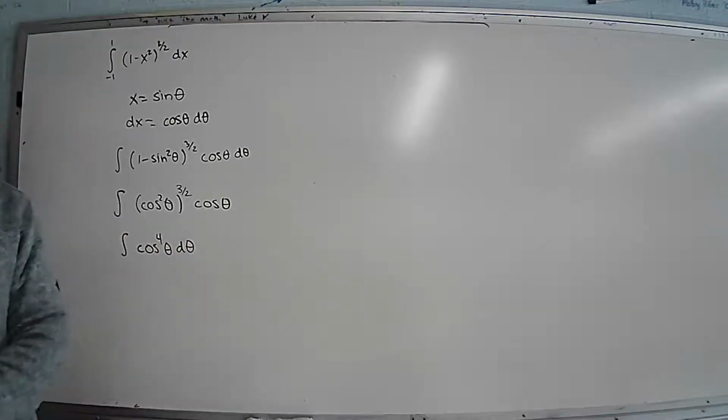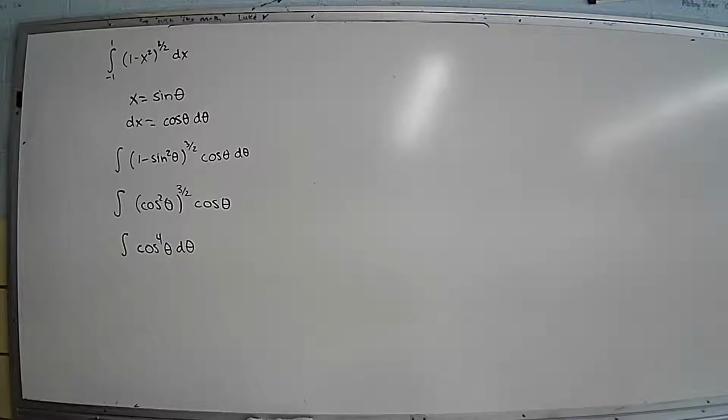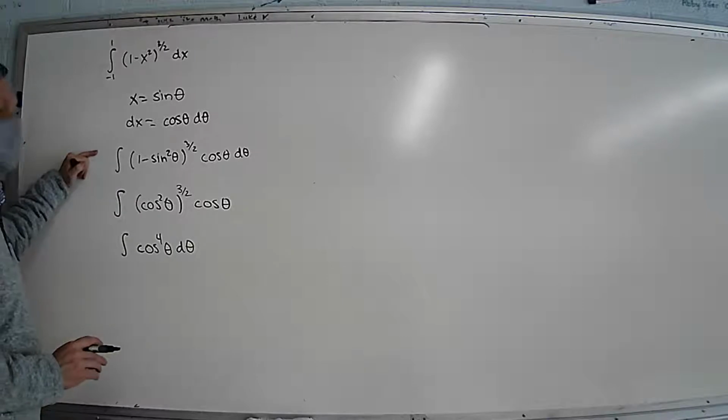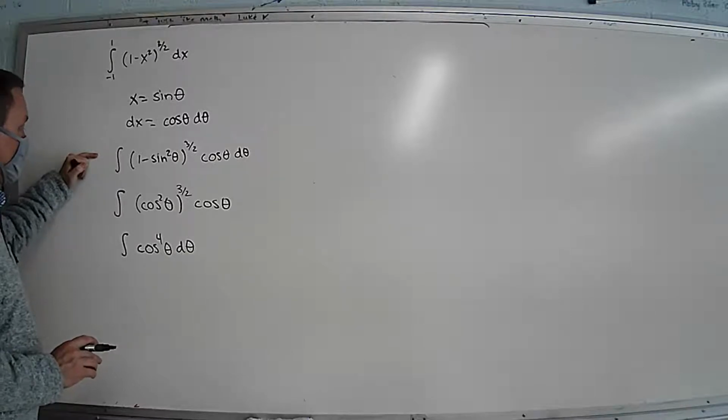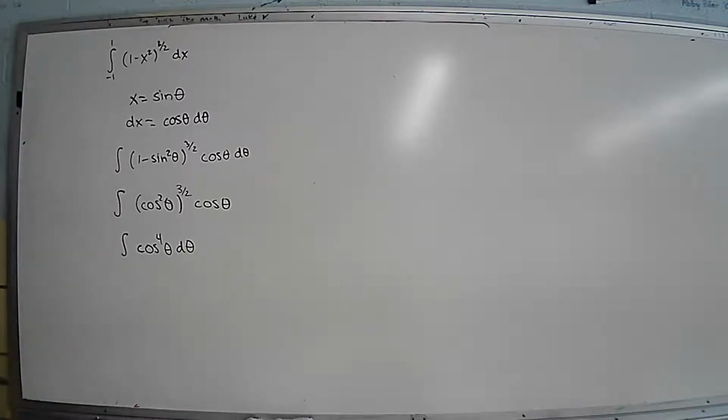Right? Everybody agree with that? Now, we have one of two options here at this point. We could continue on and try to find the antiderivative of cosine to the 4th. Or we could have gone right back here to this. Okay? But I think since we didn't do that, let's just keep going with this, cosine to the 4th.